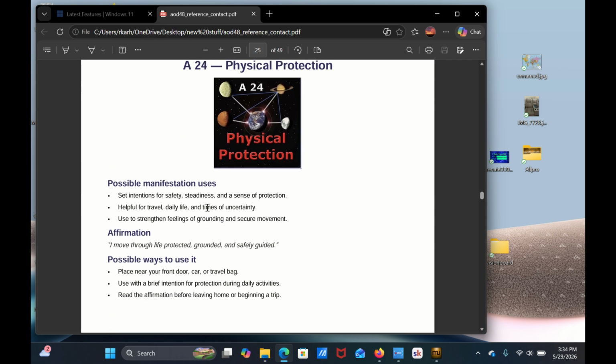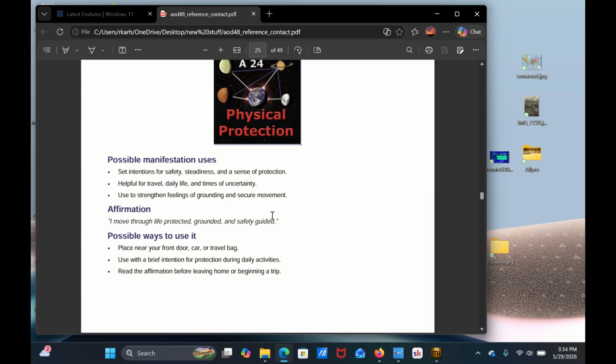Physical protection. Set intentions for safety, steadiness, and a sense of protection. Helpful for travel, daily life, and times of uncertainty. Used to strengthen feelings of grounded and secure movement. I move through life protected, grounded, and safely guided.